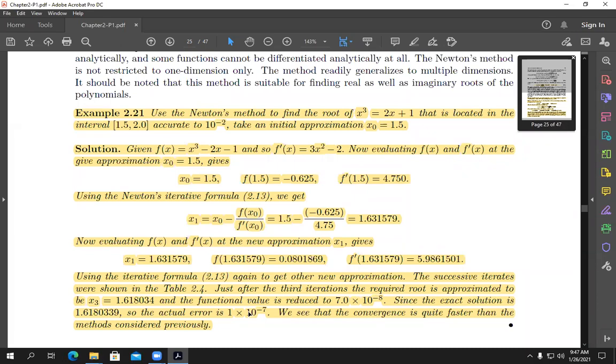Because to get 10 to the minus 2 accuracy, we need only 1 iteration. You see the function value is 0.01, which is the 10 to the minus 2 accuracy we have here. That is the good point of this one, but it is not a very easy formula. We have to calculate f and f dash, and then we have to check. After we know f dash, we have to check f dash should not be equal to 0 at any initial approximation we have here.